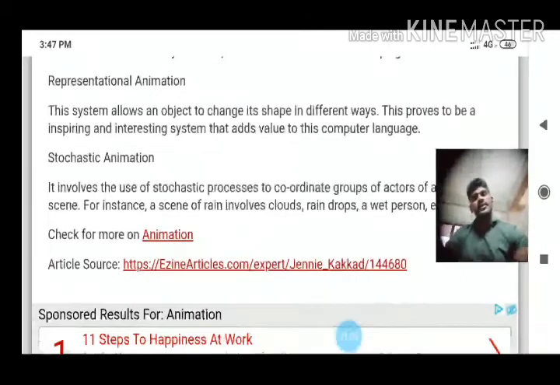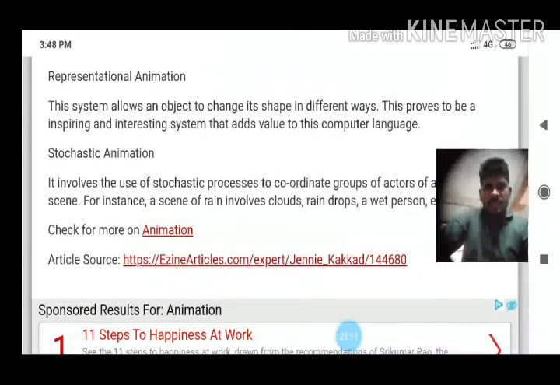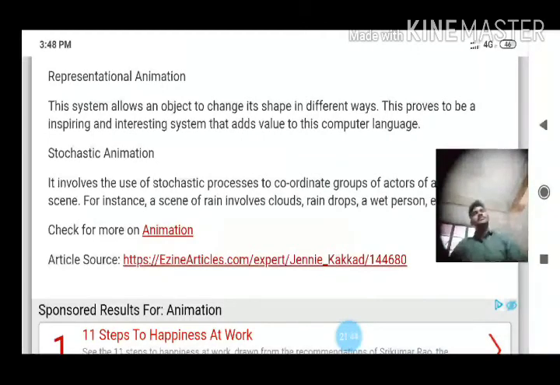And the third one is representational animation. This system allows an object to change its shape in different ways. This proves to be an inspiring and interesting system that adds value to this computer language. Simple. Representational animation is nothing but a system that allows the object to change its shape in different ways.